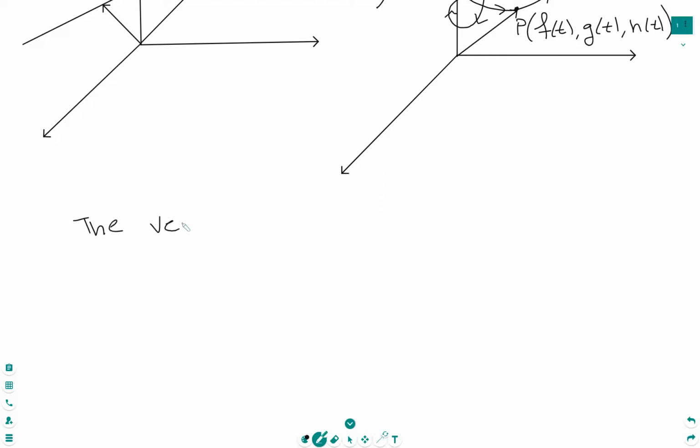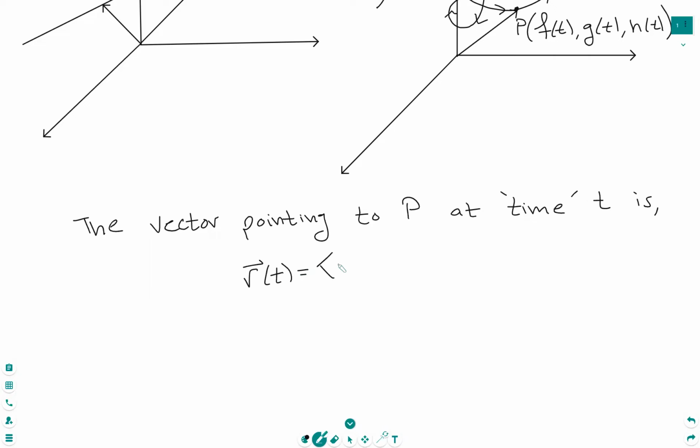So the vector pointing to P at time t is R of t, f of t, g of t, and h of t.